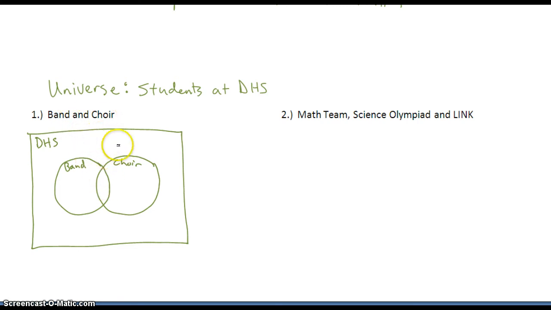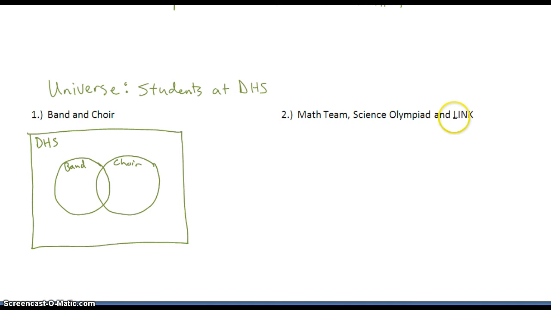So we have students not in band and not in choir in this region, students in just band in this part of the band circle, students in just choir in this part of the choir circle, and students in both band and choir in that intersection.